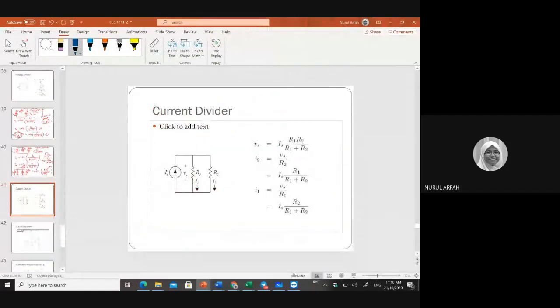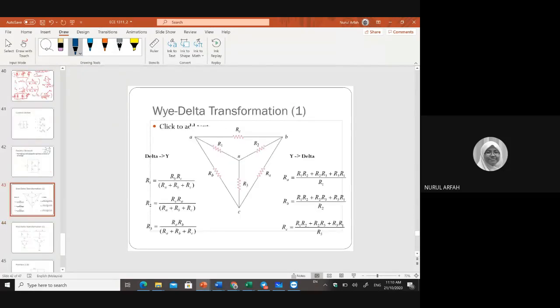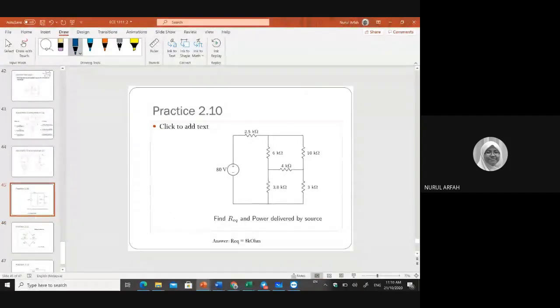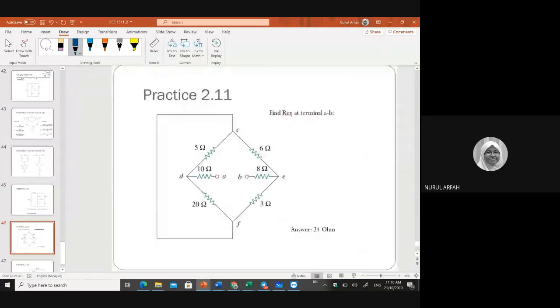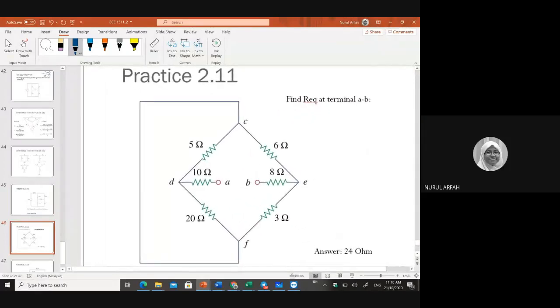And yeah, this is what they mean. This is the current divider. And then this one is to apply Y-delta or delta-Y, but we skip this part. Yeah, this is Y-delta transformation, and still this is Y-delta transformation, but maybe I shall give you this one.